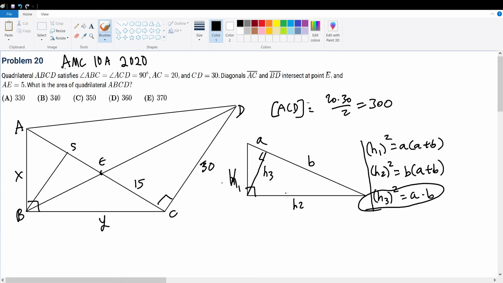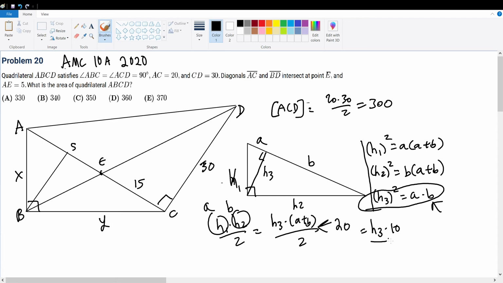The reason why? Because I see that we have a segment AC given to us. So we already have the a plus b out of the way. We have the base, which is AC, and we have the height, which we need to calculate for. Now, with the three heights, there are two ways to find its area. H1 times H2 divided by 2, or H3 times a plus b over 2. Now, H1 and H2 are not given to me. H1 represents a, H2 represents b. But H3 times a plus b is given to me. a plus b is segment AC, which is 20. So all I need to find is H3 times 10. What is H3? Well, we're about to solve it in the next upcoming portion.